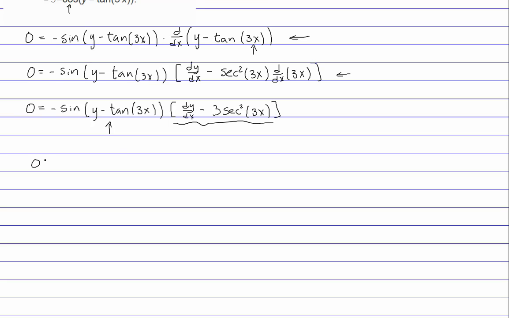So that is going to give us the equation that will give us the derivative: dy dx minus 3 secant squared of 3x. And then we add 3 secant squared of 3x on both sides, and we get that the derivative of that function is 3 secant squared of 3x. And that's that.